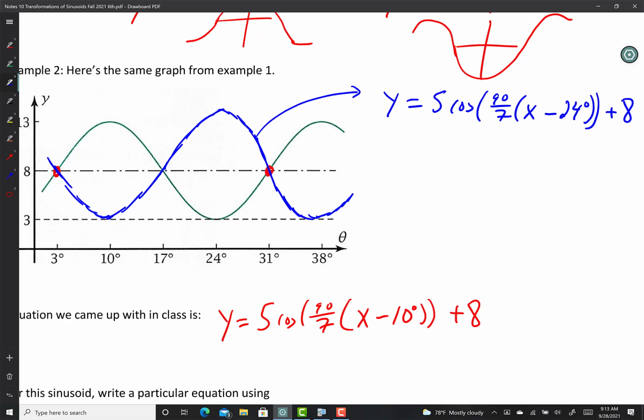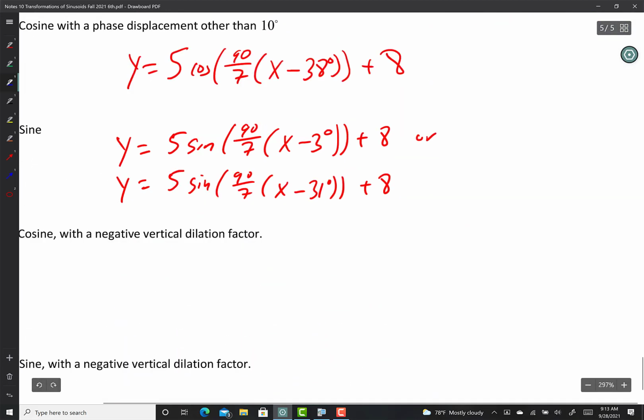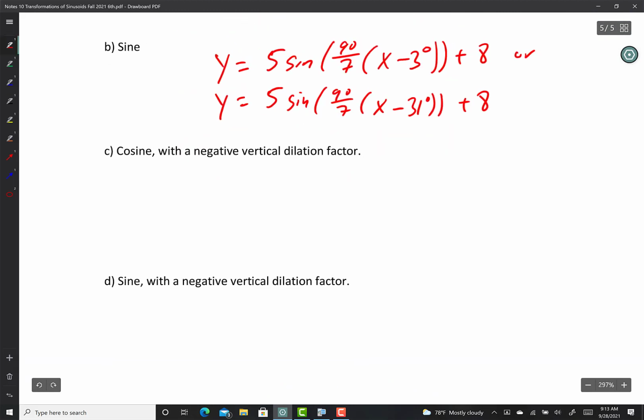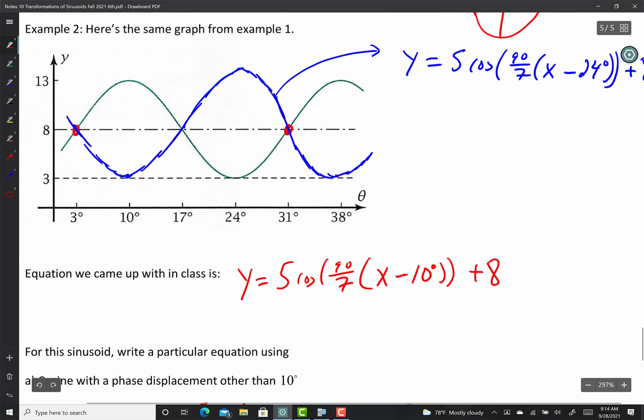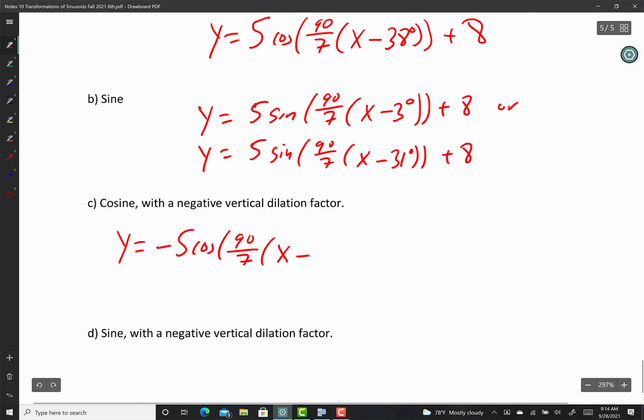I'm not going to put a negative right there because that graph really is that. I'm going to put a negative down here. So here I'm going to write that same equation in blue, but with a what in the front? Negative. Y equals a negative 5 cosine 90 over 7 x minus, and I already forgot, what was it? 24? Perfect. X minus 24 degrees, close, plus 8. And there it is. That blue graph will turn into that green graph, which is the one that I want.